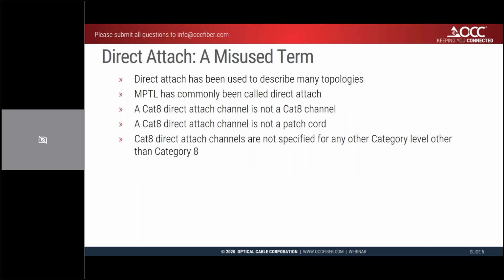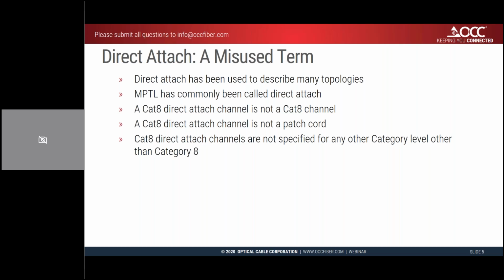So direct attach, yeah, it's a misused term. I bet a lot of you signed up for this thinking you knew what we were going to be talking about because it said direct attach in it. But I'm going to explain some things for you. So direct attach has been used to describe a lot of different topologies. A mod plug terminated link has commonly been called direct attach, but that's not what it is. It's a mod plug terminated link.